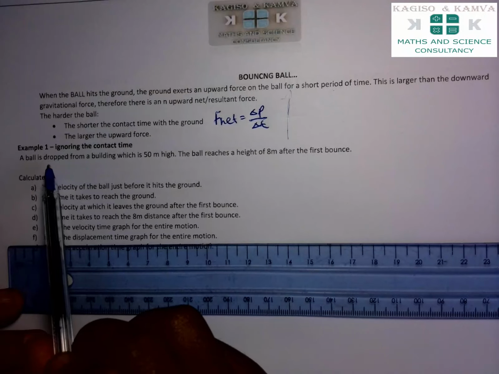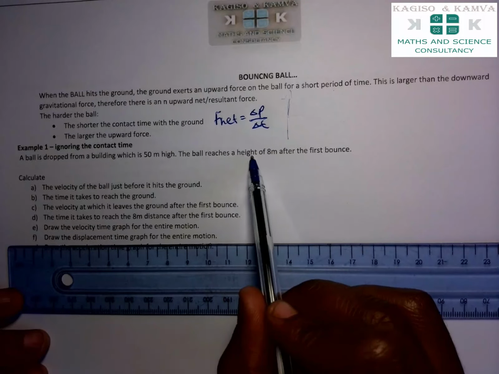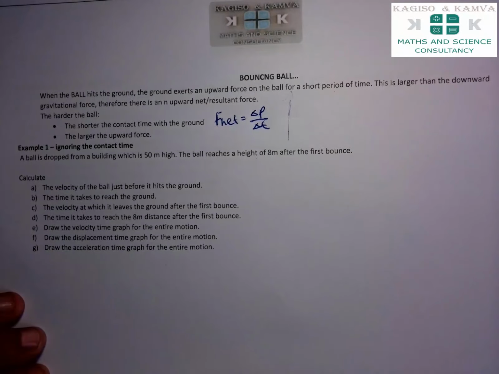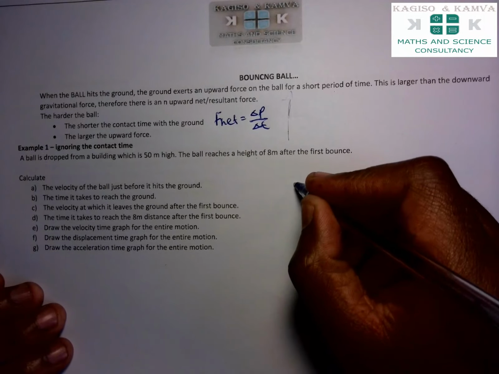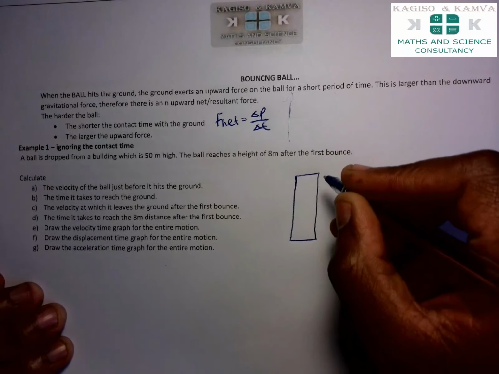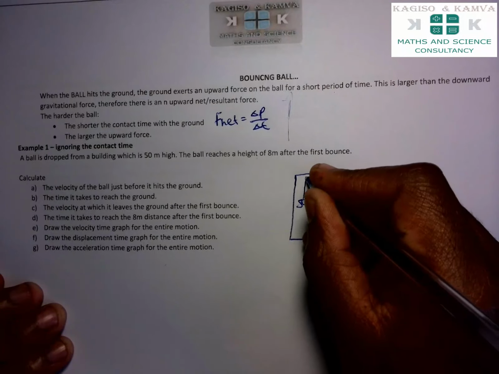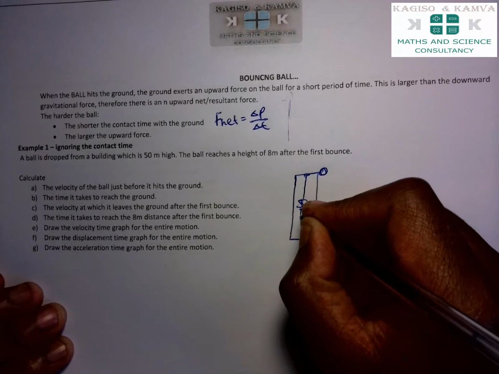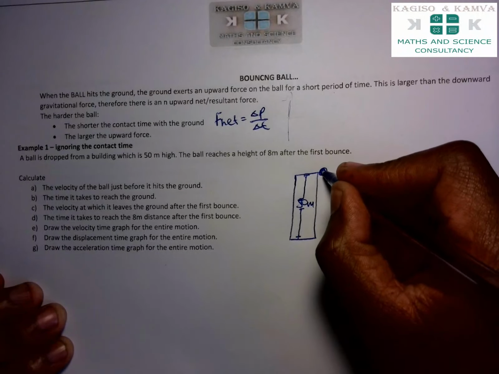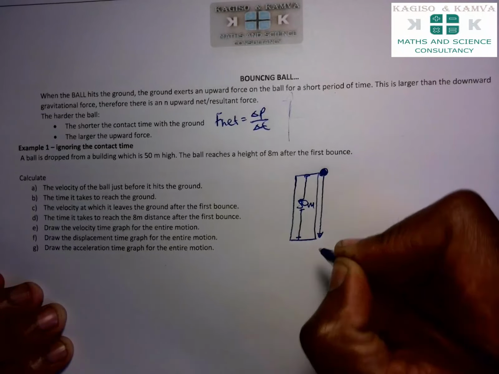Okay, now example 1, a ball is dropped from a building which is 50 meters high. The ball reaches a height of 8 meters after the first bounce. Okay, so what happens is, let's say this is going to be our building. Now the ball is dropped. The building is 50 meters high. From there to here, it's 50 meters. So the ball is being dropped. Okay, it is moving in this direction.